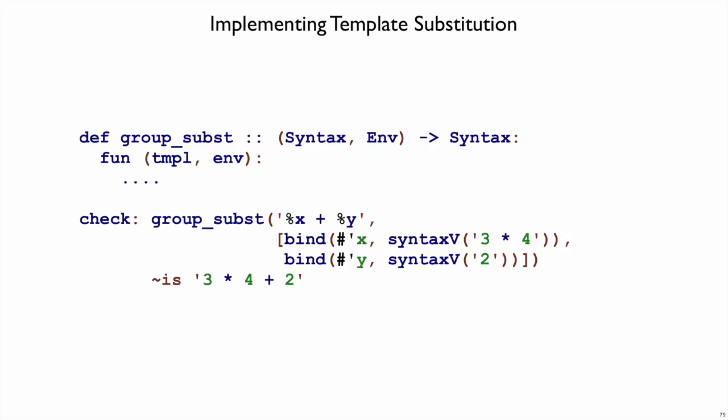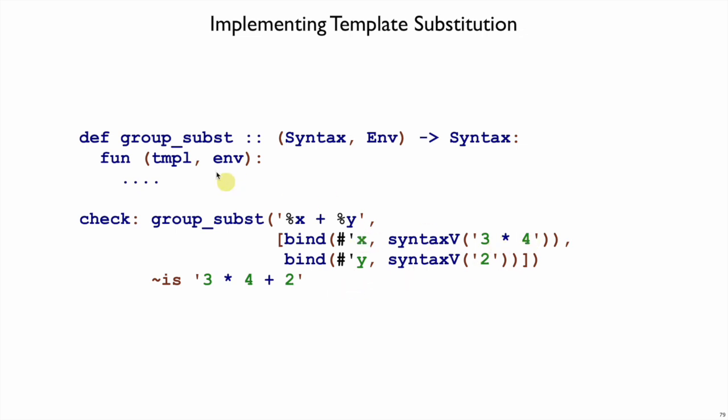The template substitution side turns out to be much easier. Recall that we're going to have a group subst function that takes a syntax object that is a group form and an environment that we can use to substitute from. And so %x plus %y should turn into 3 times 4 plus 2 if x is mapped to 3 times 4 and y is mapped to 2.